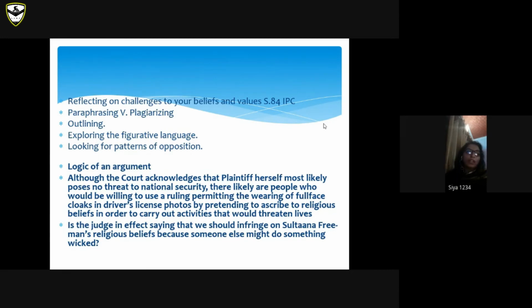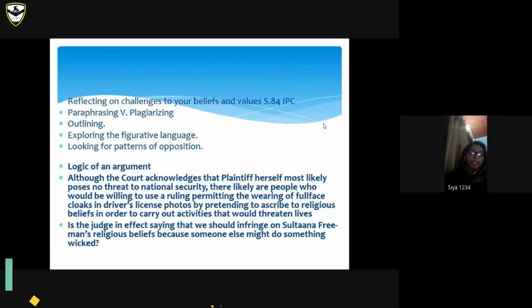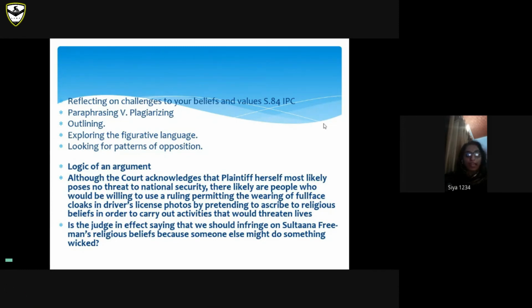Although the court acknowledges that plaintiff herself most likely poses no threat to national security, there likely are people who would be willing to use a ruling permitting the wearing of full face cloths in driver's license photos by pretending to ascribe to religious belief in order to carry out activities that would threaten lives.